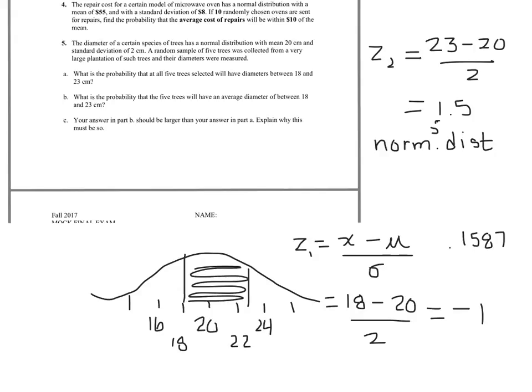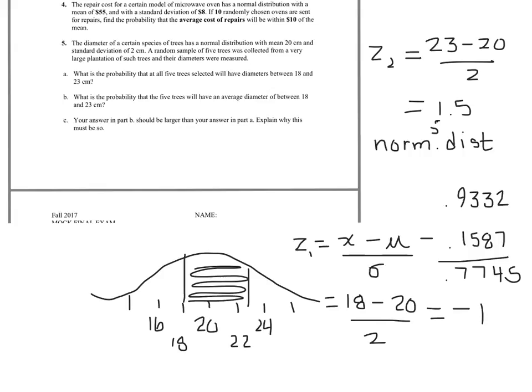We're going to do the same thing with our other z-score of positive 1.5 and say yes to cumulative again. And that gives us 0.9332. And then anytime we want the area in between, we just subtract those two, bigger minus smaller, and we get an area of 0.7745-ish for an individual tree to have a diameter between 18 and 23 inches.